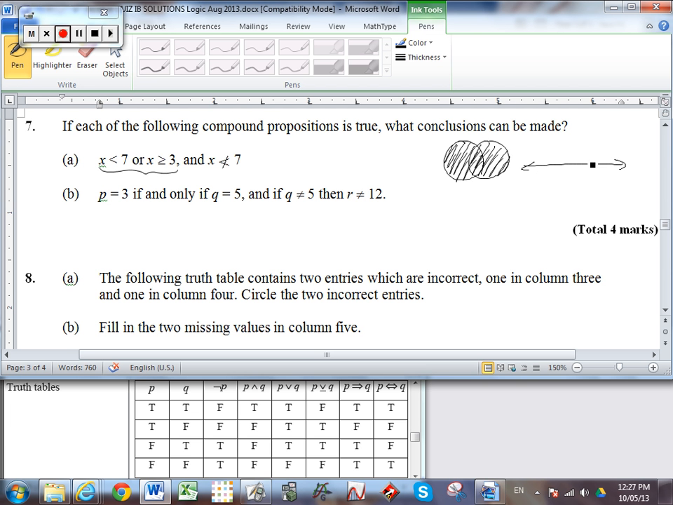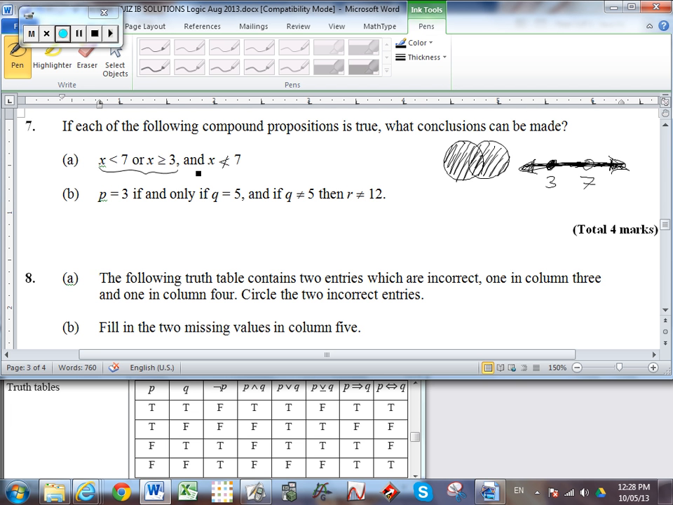So we'll shade the region x is less than 7. So we shaded everything less than 7. Or x is greater than or equal to 3. So equal to and greater than. Oh look, we've actually gone through the place that was previously an open circle, and we've shaded the entire number line. So this statement isn't actually very useful. This tells us that we're dealing with all real numbers.